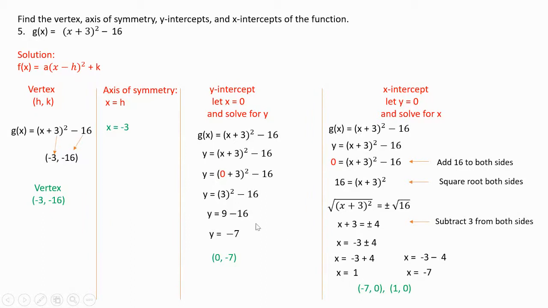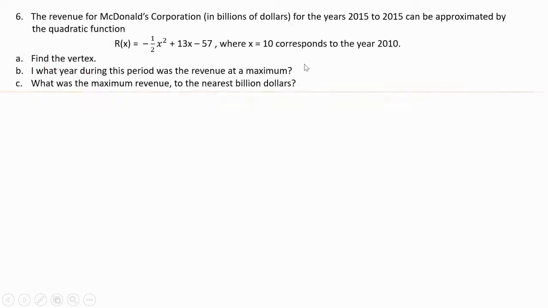Okay. So you already have the pattern of how to solve for the vertex, axis of symmetry, y-intercept, and x-intercepts in both forms. In this form, and also like number 4, when you have ax squared plus bx plus c. You know how to do it in both forms now. Just follow what I have here in red.